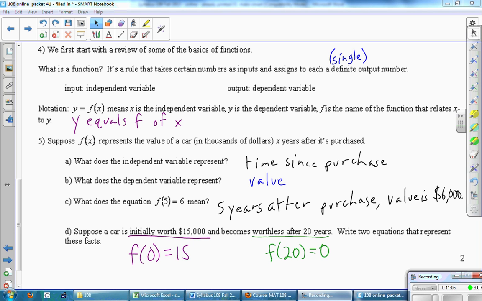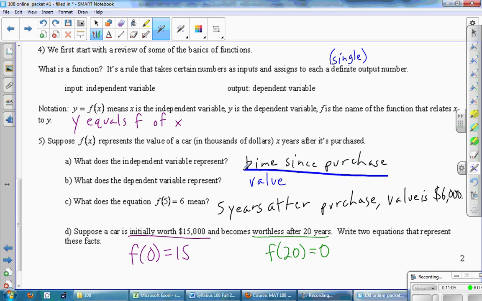Part A, what does the independent variable represent? So independent variable is the input, and the input is time. Independent variable is almost always x, if there's an x in the problem. So time since purchase is independent. The dependent variable is the value of the car that's measured in thousands of dollars.